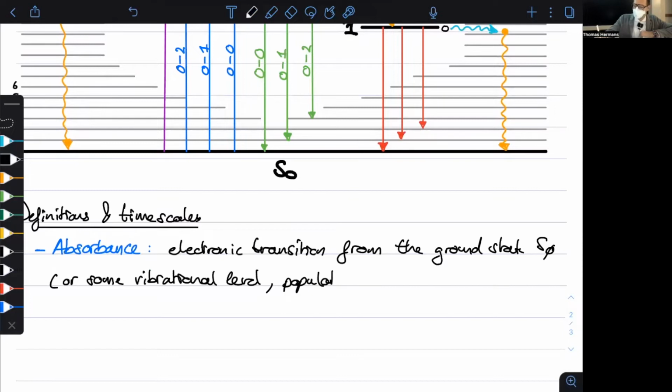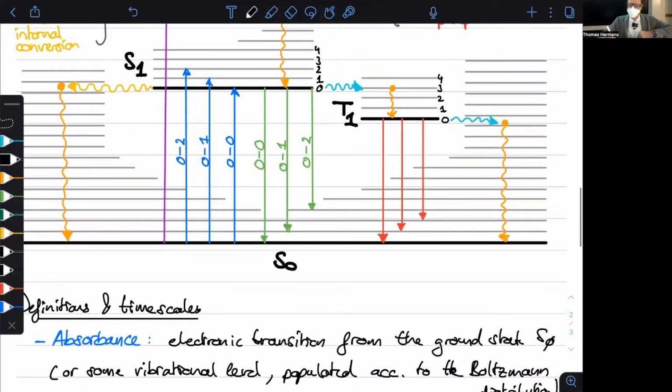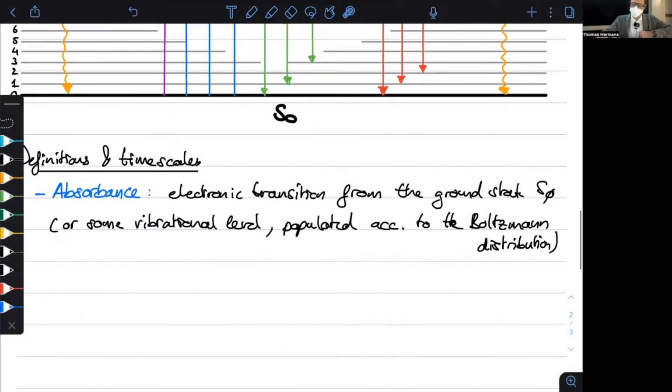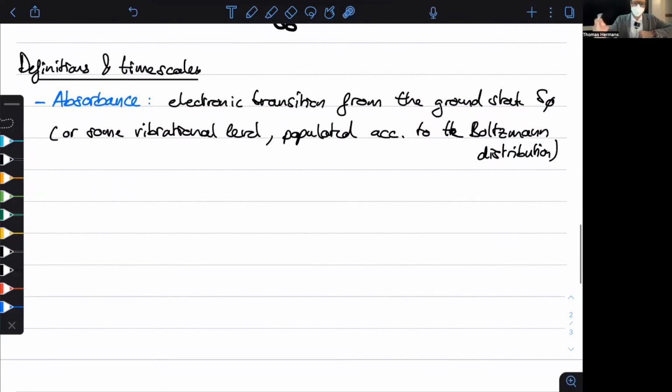Populated according to the Boltzmann distribution, right? So we saw in the first class that the Boltzmann distribution dictates which of these levels are actually populated. You can calculate that based on the Boltzmann distribution.